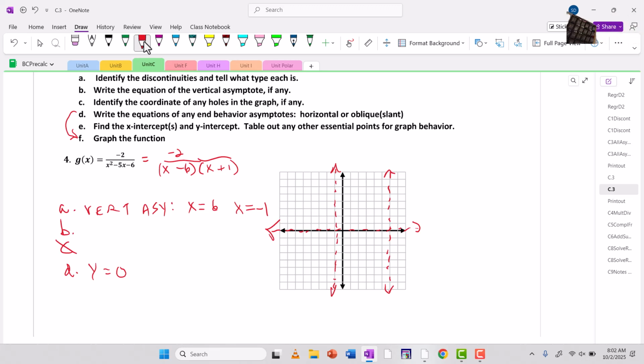All right, X and Y intercepts. I really think you could have done this first. The X intercepts are the zeros of the numerator. So X intercepts, none.